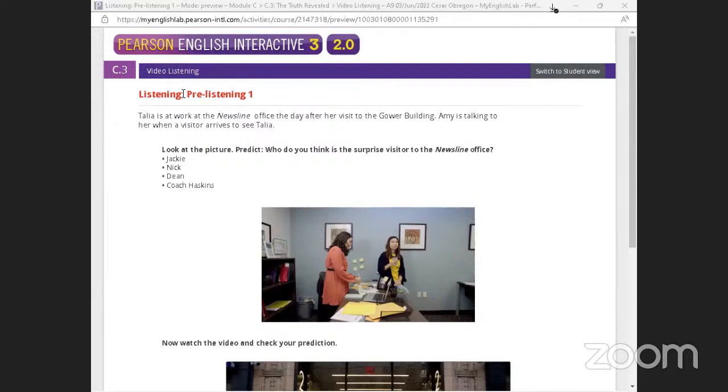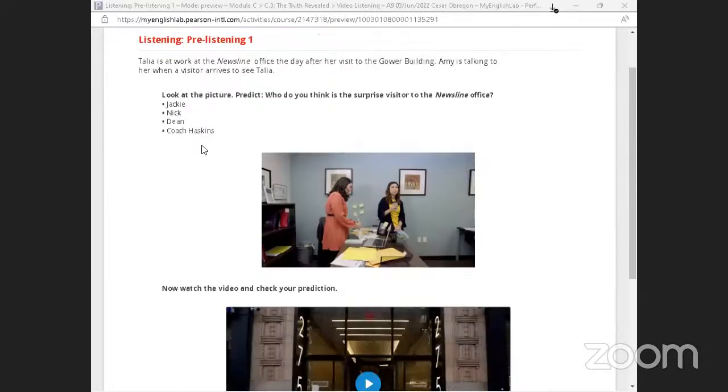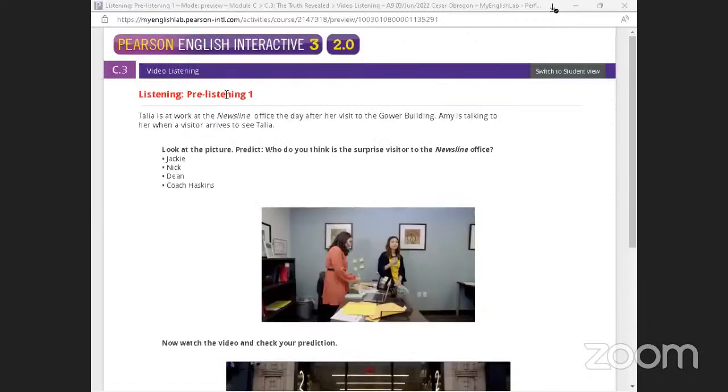So let's go into the video listening. Okay. Can you see my screen? Yes, I can see it. Okay, so let's see. C3, listening. Talia is at work at the Newsline office the day after her visit to the Gower building. Amy is talking to her when a visitor arrives to see Talia. Look at the picture. Who do you think is the surprise visitor to the Newsline office?